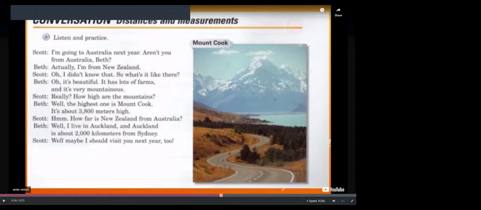It's about 3,800 meters high. How far is New Zealand from Australia? Well, I live in Auckland. And Auckland is about 2,000 kilometers from Sydney. Well, maybe I should visit you next year too. Any new words?